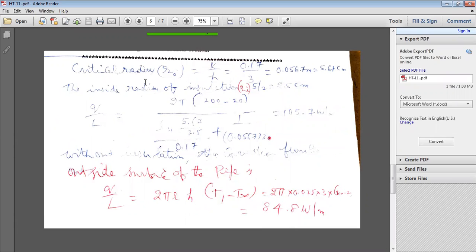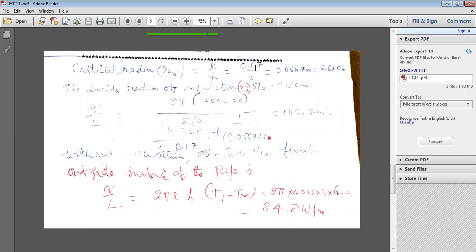Now, first bit, how do you calculate the critical radius for this problem? Critical radius R_o for this pipe. Outer radius, how much? It is k by h, because this is a cylindrical system only. Cylindrical heat transfer system, or cylindrical thermal energy system. So critical radius R_o is k by h.